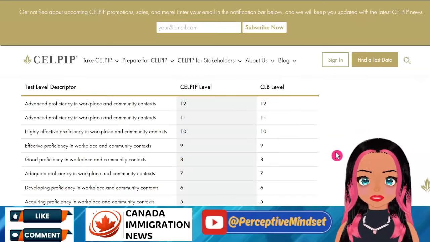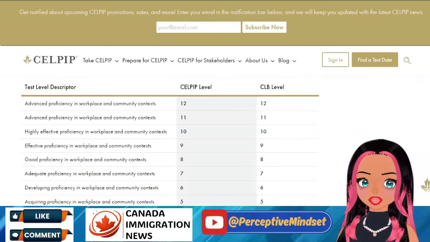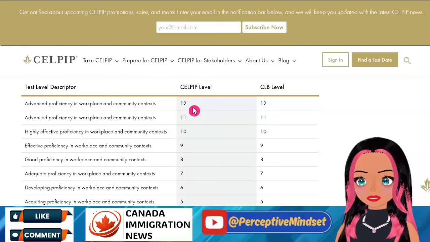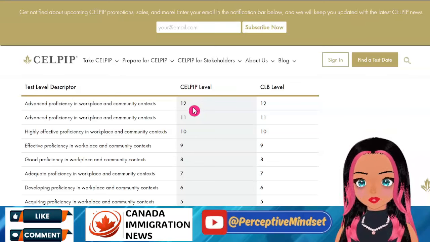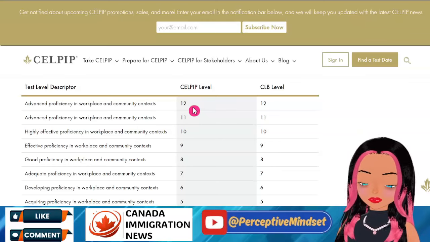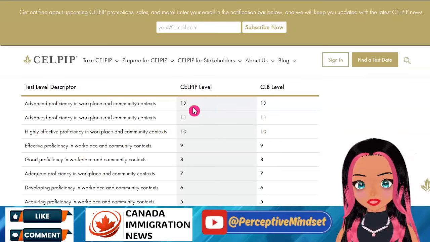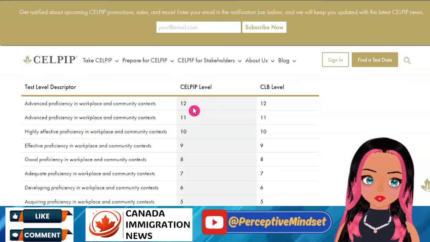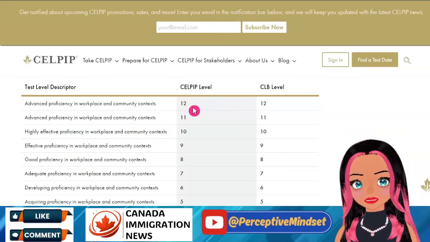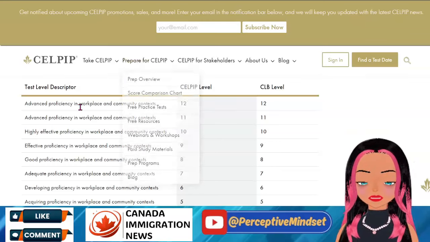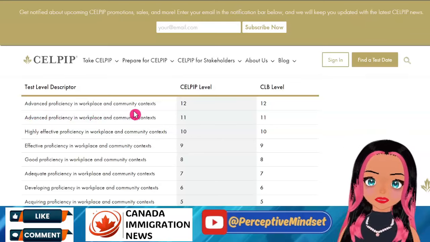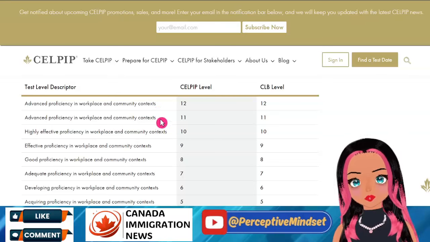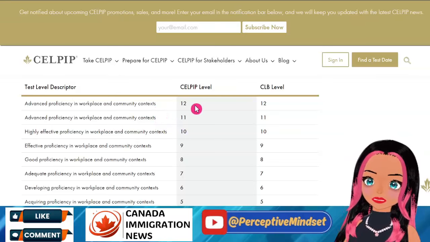Let's look at the test level descriptor. So the highest that you can get in the CELPIP test is 12. And if you get a 12 or even 11, it means that you have demonstrated that you are an advanced English speaker. Based on the description here, it says advanced proficiency in workplace and community context. And you will see that it's the same description if you're 11 and 12.